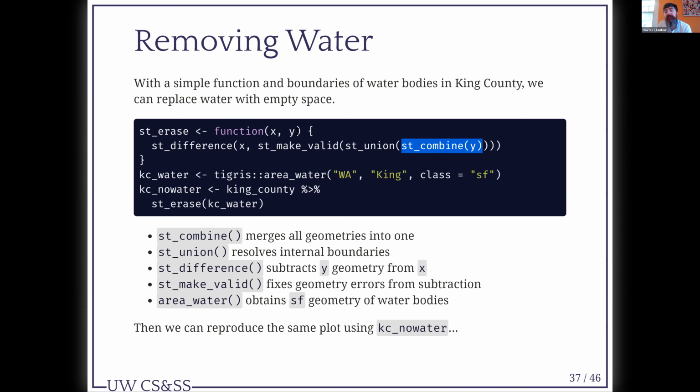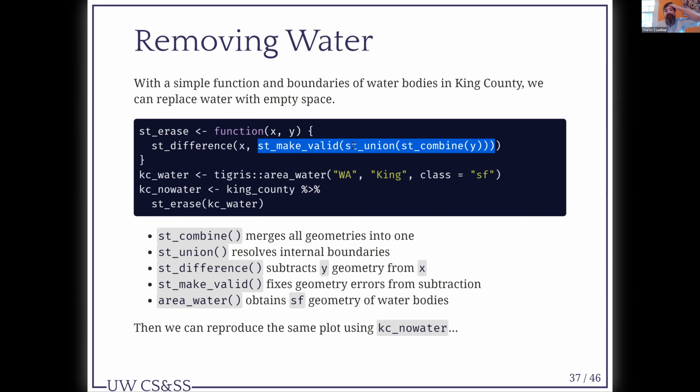So what this says is whatever you give to y here might be a data frame with many, many, many different geometries. ST will combine them all into a single geometry, because I only want to subtract one thing. I don't want to do pairwise subtraction. I want one thing yanked out of everything else. st_union unifies them all into a single polygon, because I want to subtract one polygon, not multiple polygons. And then st_make_valid is something that's important.